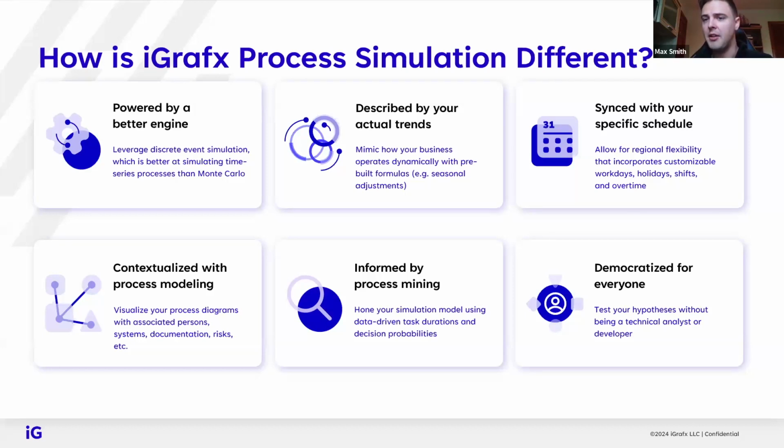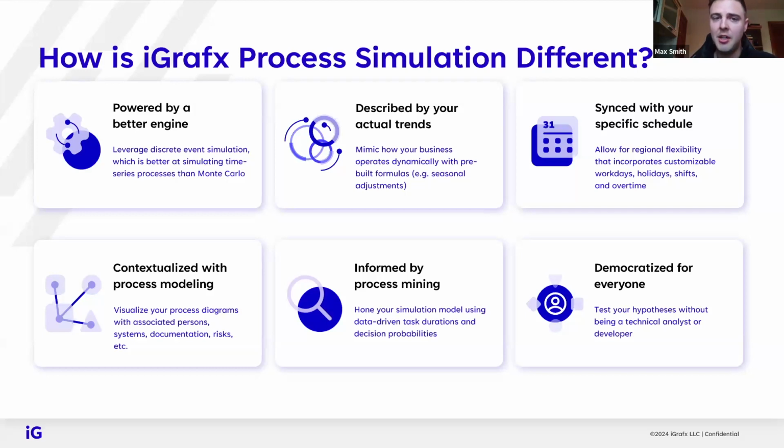So the first is that we use a different type of simulation than most other companies. We use discrete event simulation. The other common type is Monte Carlo simulation. And the reason why this is important is particularly for time series simulations, which are the types of simulations that you're running for improving processes because they have steps that happen over time. The discrete event simulation is going to be much more accurate.